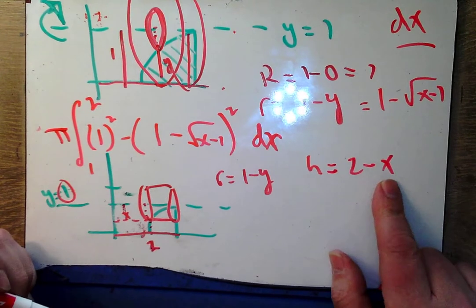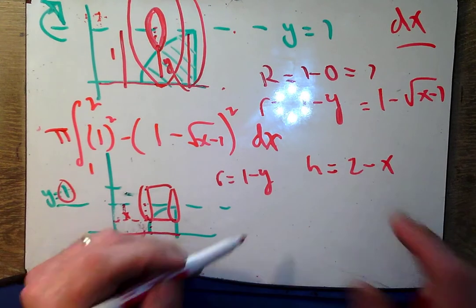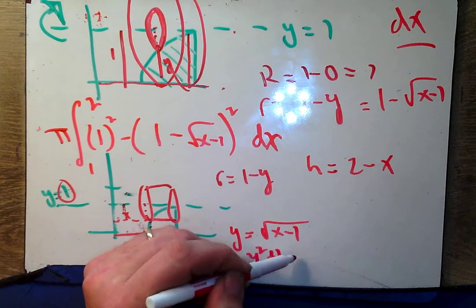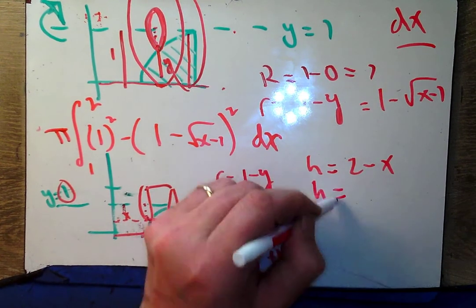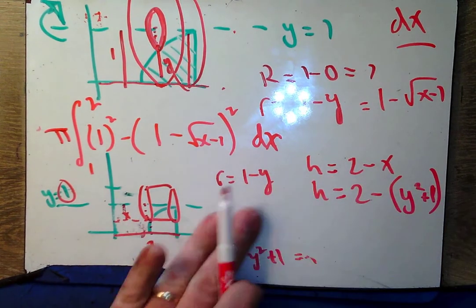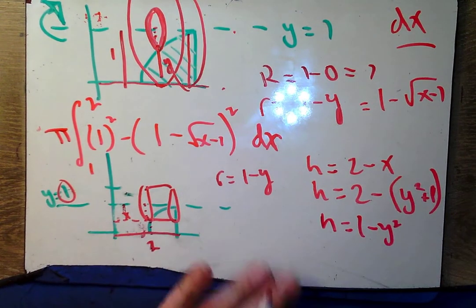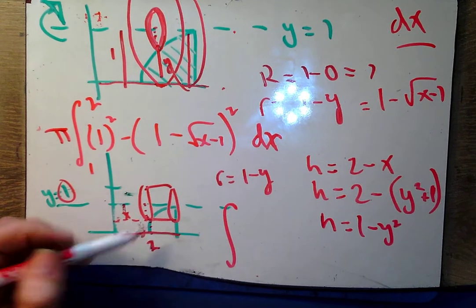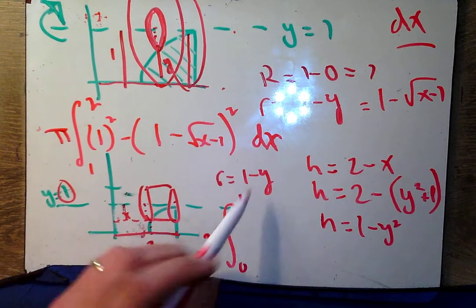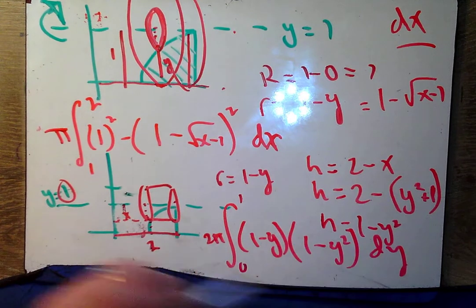But we're not allowed to have x in a dy integral, so I want to find out what x equals. Remember that y was the square root of x minus 1, so y squared plus 1 is x. So h is 2 minus y squared plus 1, or, if we tidy things up, h is 1 minus y squared. So then my integral is going to go from 0 to 1. It's 2 pi. The radius is 1 minus y, and the height is 1 minus y squared dy.